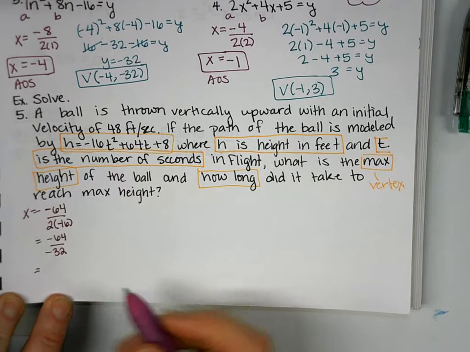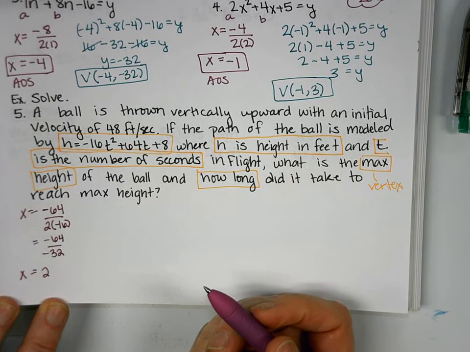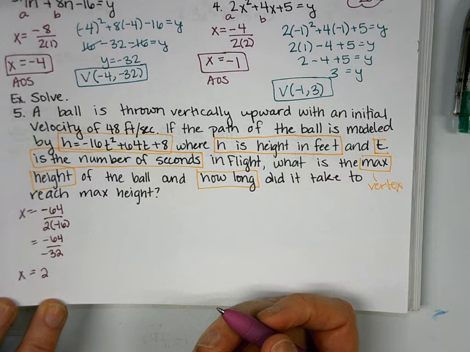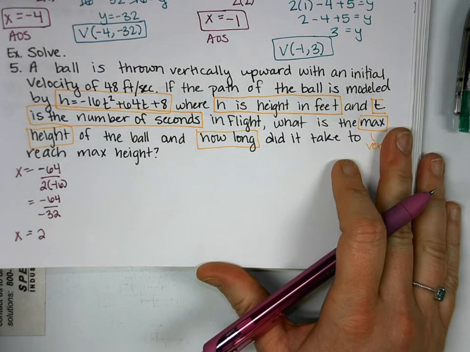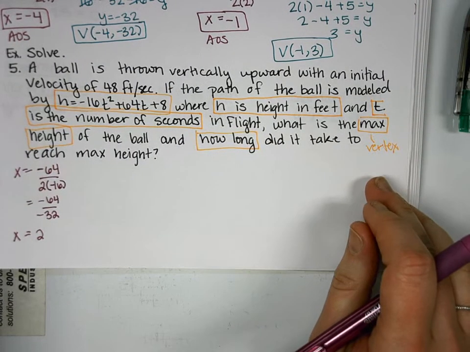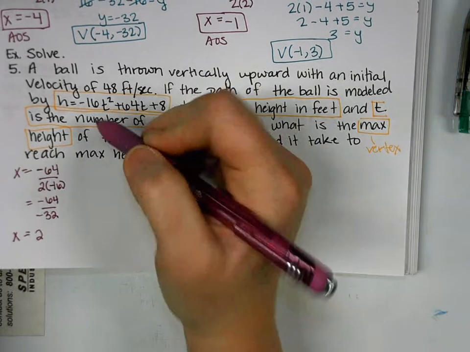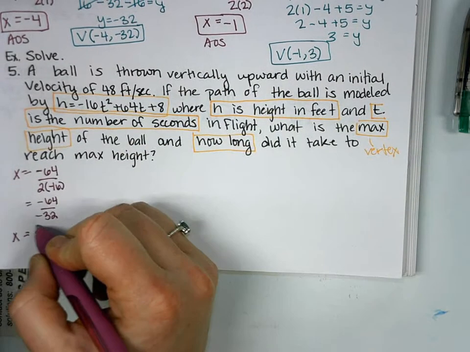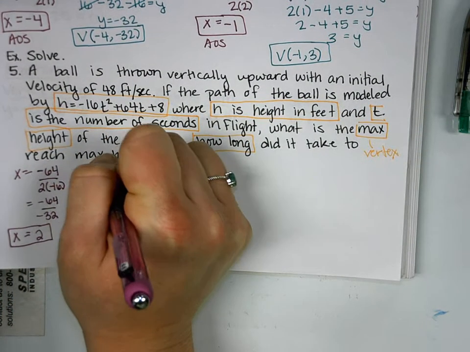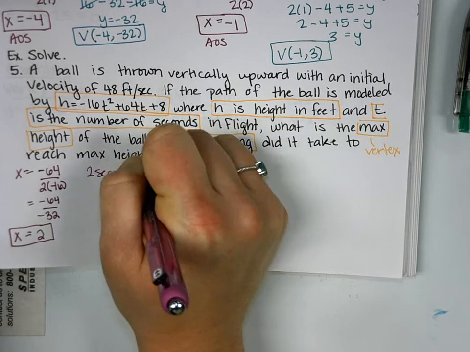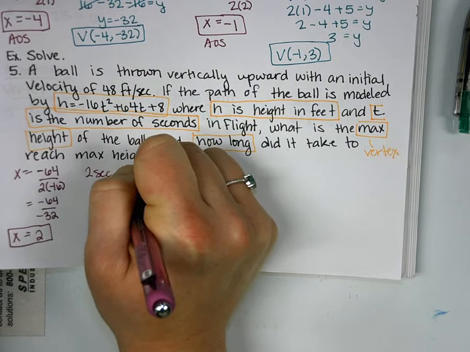So that'll give us negative 64 over negative 32, which is what? 2. So what did we just find? The x value of the vertex. Well, in this case, what is x? Which variable is x the same as? H or t? T. Okay, so what we really found here is the time it takes to get to the maximum. So you can say it takes 2 seconds to reach max height, which was one of the questions that we were asked.